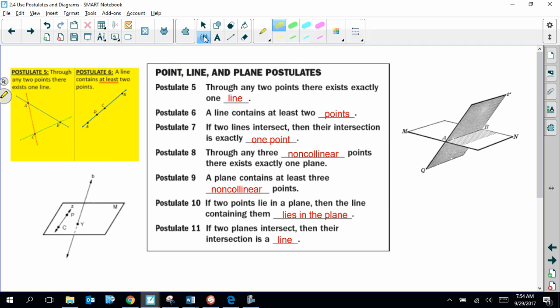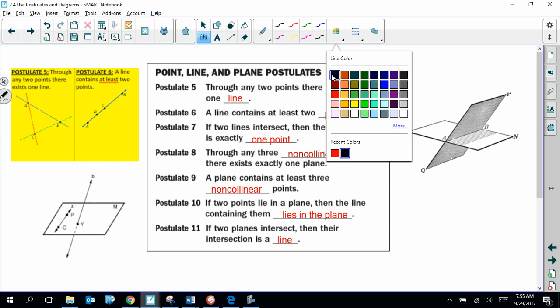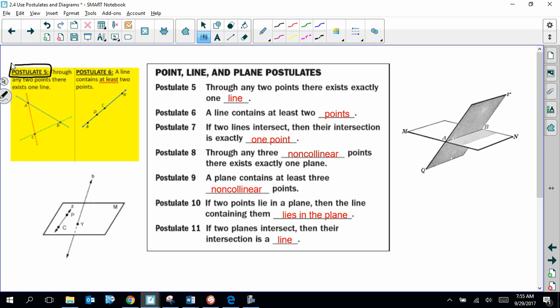These are just images I picked off the internet to help illustrate what we're talking about. Let me pick a color that we can see here. This one says postulate 5, which matches up with what we said. And postulate 6, a line contains at least 2 points, again matches what our curriculum is telling us. So here I have point A and point B, and through those 2 points there will always exist one line. I've given you stuff like this in previous lessons in our geometry class.